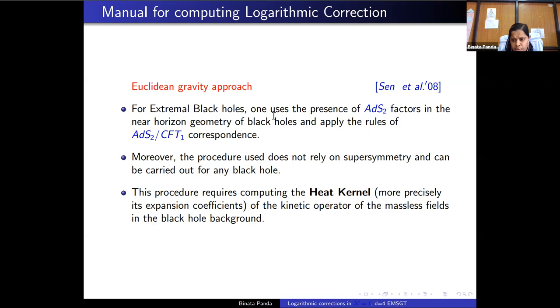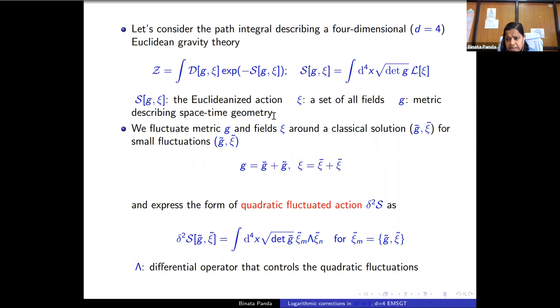So let's start with the path integral. Since our work is in four dimensions, I'll concentrate on d equal to 4. Let's consider the path integral describing a four-dimensional Euclidean gravity theory. S is basically the Euclideanized action. Then we have a set of fields. In the Einstein-Maxwell theory, this will be a vector field; if you have some additional coupling, then there can be scalars, and spin half fields. So Xi is the set of all fields other than the metric. I keep the metric outside.